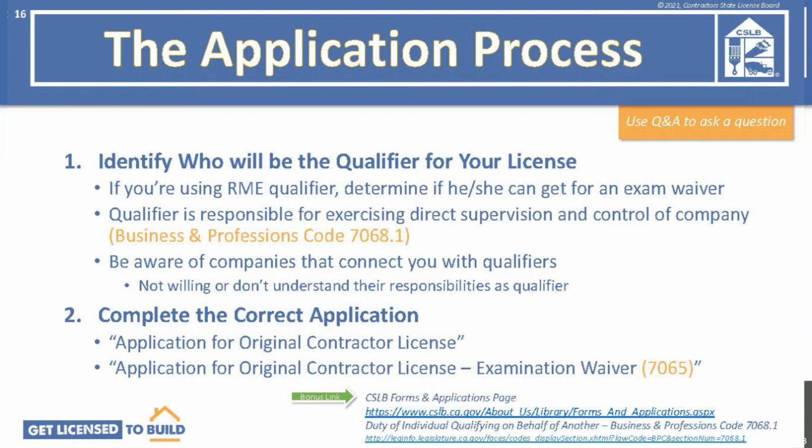Be aware of companies you pay to connect you with the license qualifier. In some cases, these qualifiers are in a different part of the state and cannot exercise the direct supervision needed, or they aren't willing, or maybe even don't understand their role as a qualifier. Next, make sure you complete the correct application. There are two options: application for original contractor license and application for original contractor license examination waiver 7065. We've got links to both at the bottom of the page.